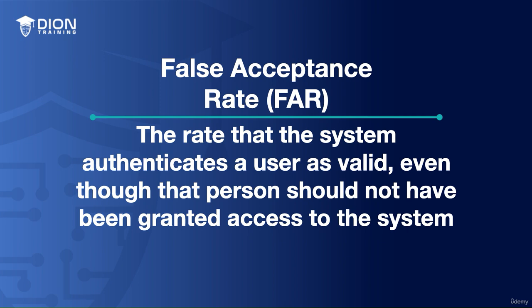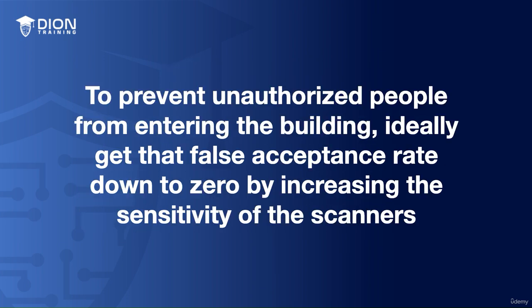For example, if you walked up to the fingerprint reader, placed your finger on it, and it accepts you because the system thought you were me, that would be considered a false acceptance. To prevent unauthorized people from entering the building or using our systems, we want to ideally get that false acceptance rate down to 0 by increasing the sensitivity of our scanners.